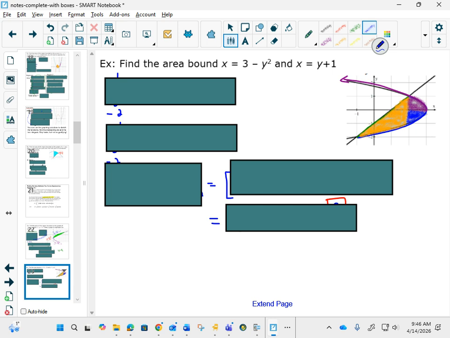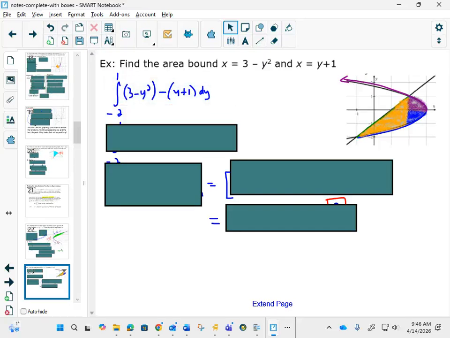First of all, we'd have to get our equations by themselves. Somewhat problematic, but not the end of the world. Then you'd have to figure out the orange area, the purple area, and the blue area separately. But partitioning the y, we can do this all at once. We find our intersection points at 1 and -2.